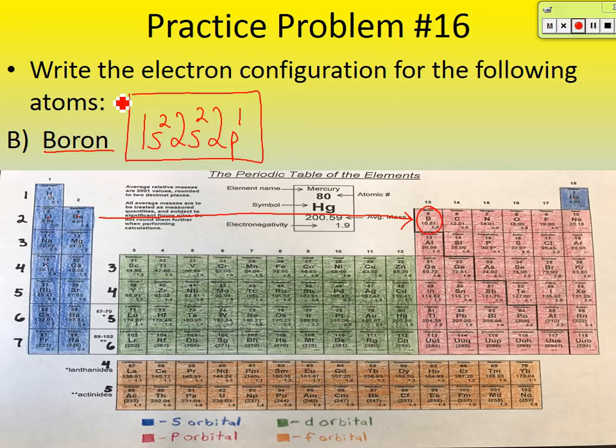If you want to check yourself, remember that the exponents tell us the number of electrons. So 2 plus 2 is 4, plus 1 more is 5. And that's how many electrons boron has.